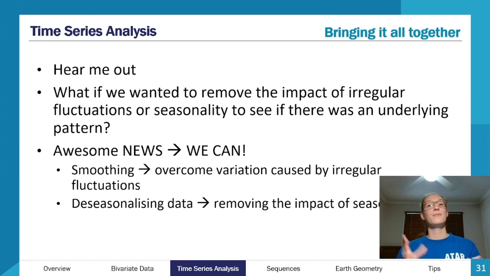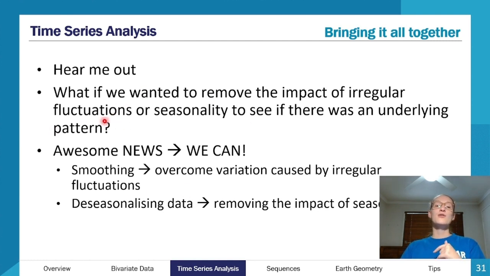Factor now. So bringing it all together a little bit, hear me out. What if we wanted to remove the impact of irregular fluctuations, or remove the impact of seasonality to see if there is actually an underlying pattern that's being obscured by these things? And we can. That's how we link in smoothing and deseasonalizing data. Again, I'm trying to help you make these connections.